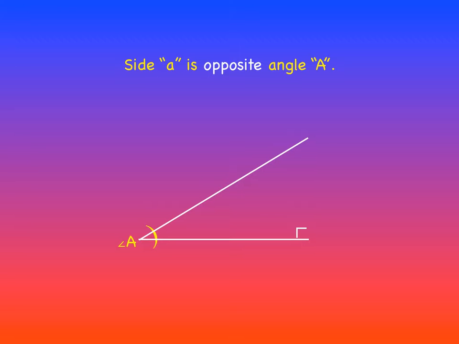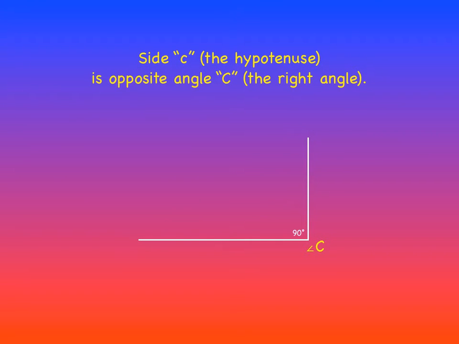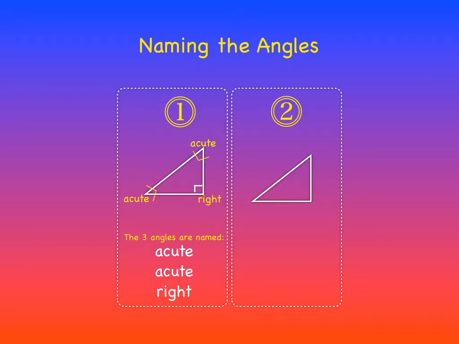Side A is opposite angle A. Side B is opposite angle B. Side C, the hypotenuse, is opposite angle C, the right angle. So in naming the angles, we could name them acute, acute, and right, or we can name them angle A, angle B, and angle C.